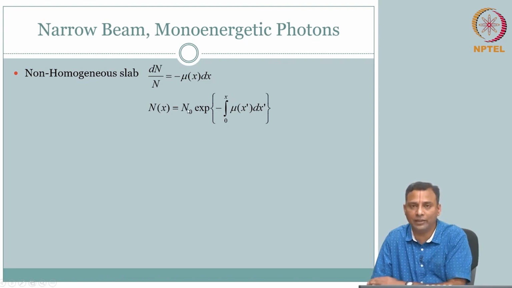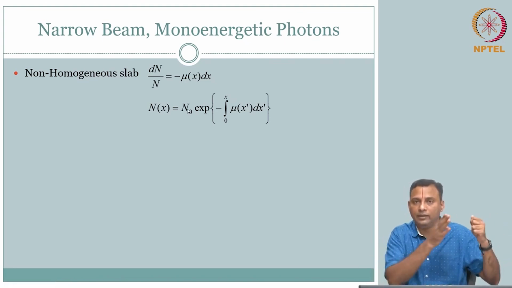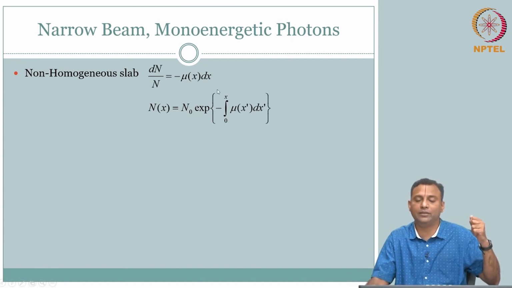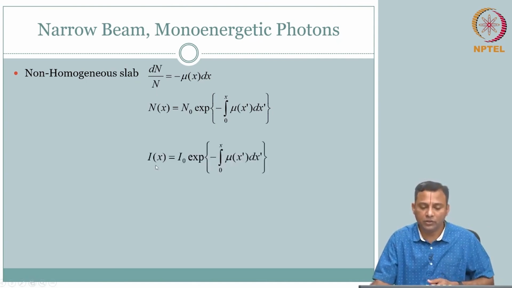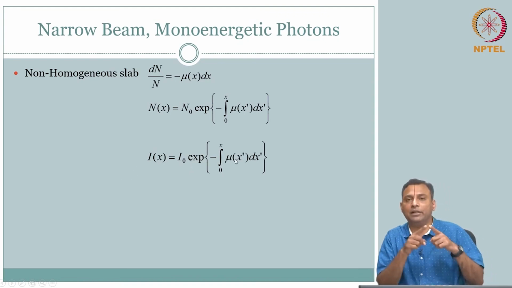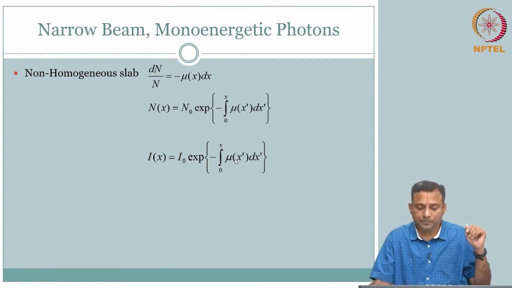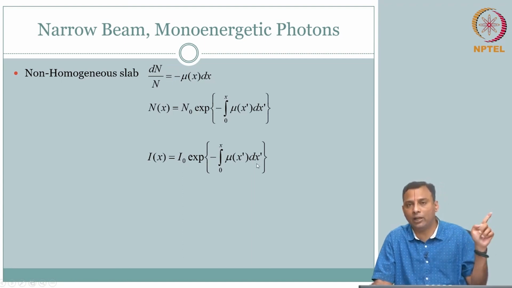So whatever you put in at the input is getting lost depending on the material property and the length, over 0 to x, of the material property. That is your N of x, straightforward. You can also write that as intensity, which is I of x, nothing but I naught, whatever was sent in, times the loss until before that. You can have multiple layers, multiple slabs. So you have mu(x') dx'. This is just a dummy variable along the length.